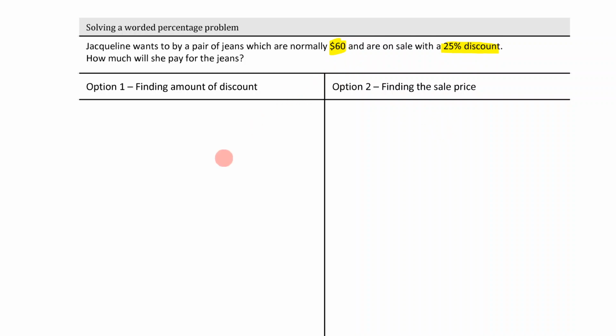Now, there are two ways for you to figure this thing out. There are two ways of you to do it. The first way, and this is what we'll talk about first, is just finding amount of discount.